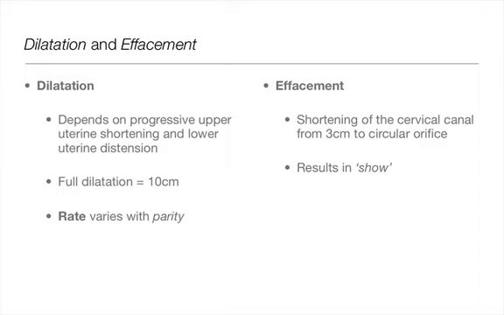The rate of dilatation varies with parity. A first labour is commonly 12 to 18 hours long, whereas a second and subsequent labour is usually shorter so long as there is no obstruction.